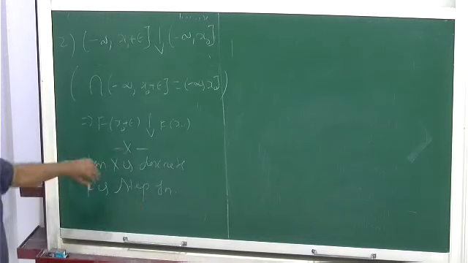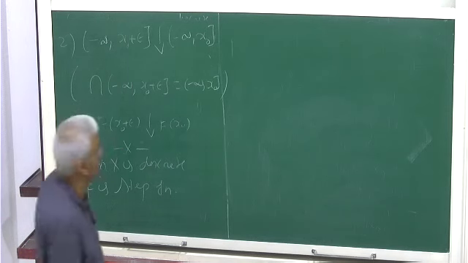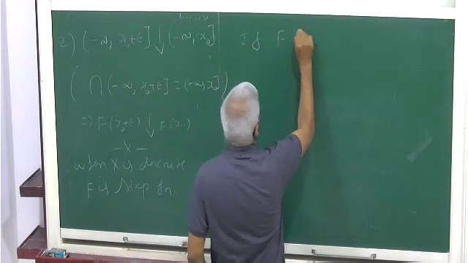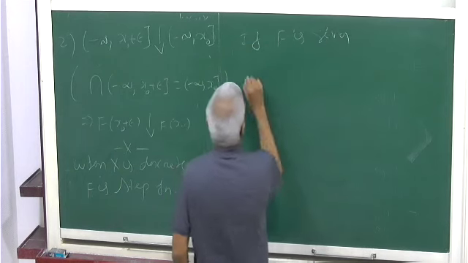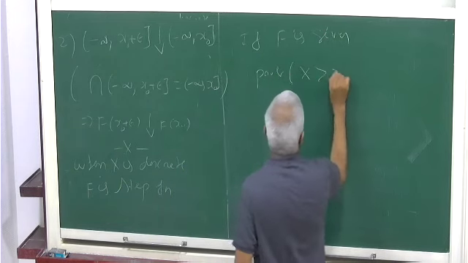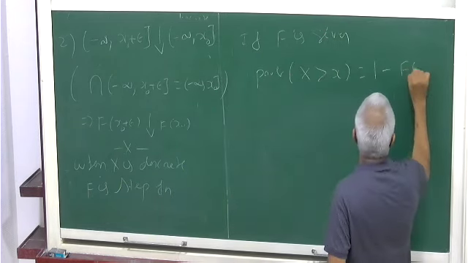It will just have jumps. Okay, and by using the difference, you can calculate the point. So if F is given, then the probability of X greater than x is equal to 1 minus F of x, right?